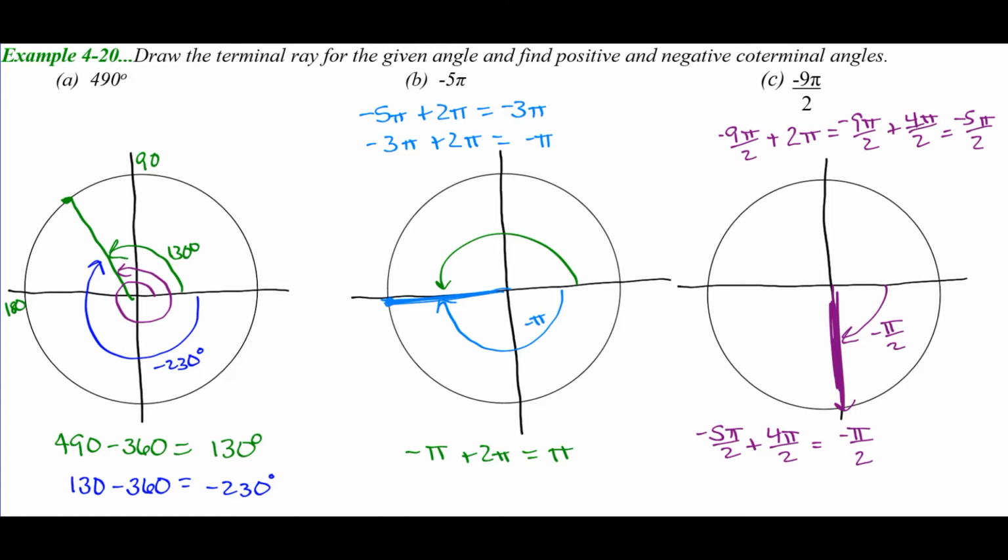And then I still need another positive coterminal, so I'm going to go negative pi over 2 plus another 4 pi over 2. It's going to give me 3 pi over 2, which we know is this rotation here. So I got a bunch of different coterminal angles there, but I had to keep going again because I was required to give a positive and a negative value.